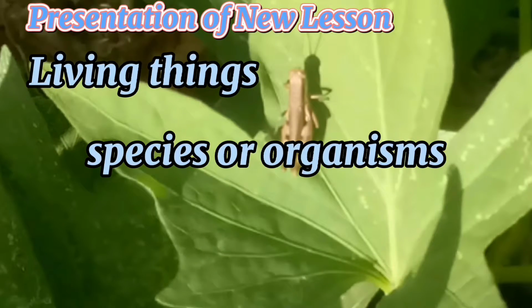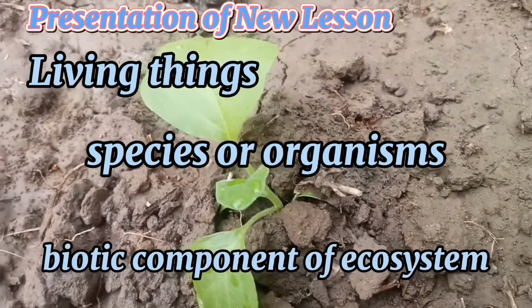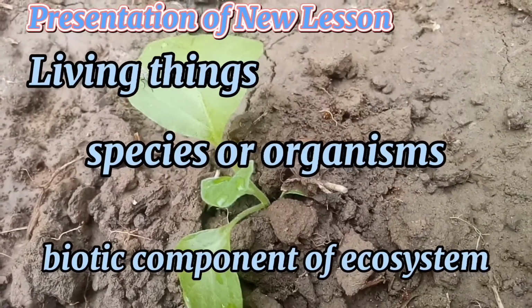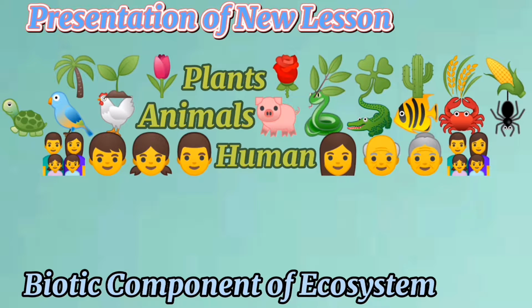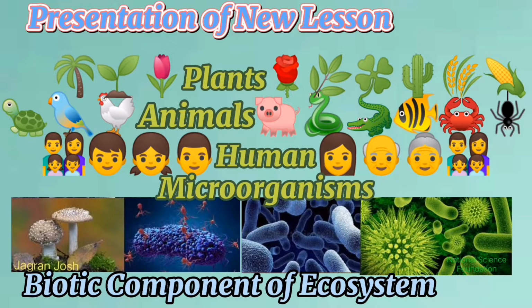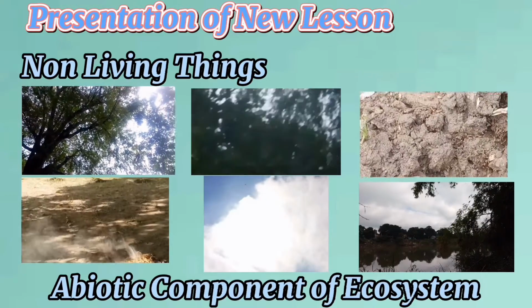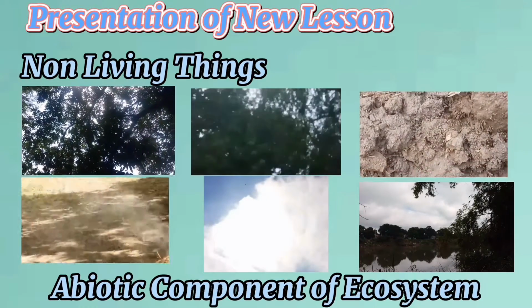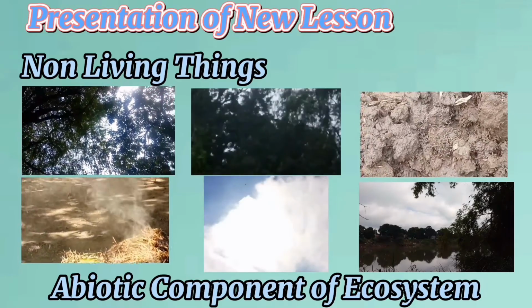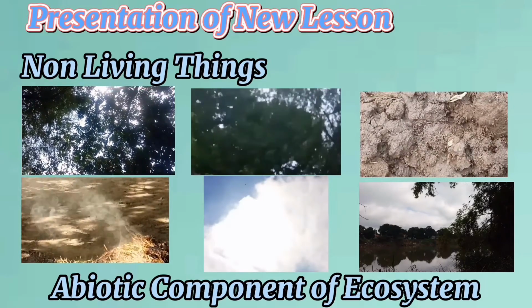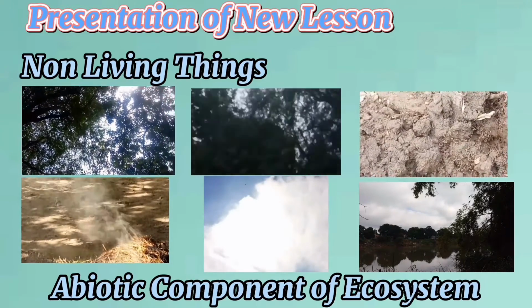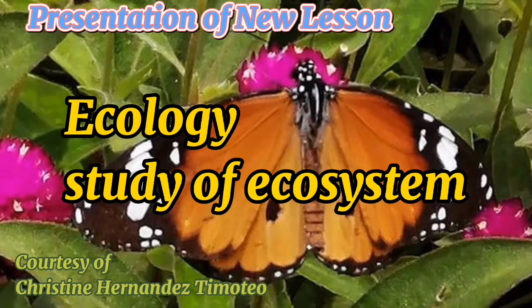Living things are called species or organisms. They are also called biotic components. This includes plants, animals, humans, and microorganisms. While non-living things are called abiotic components, like sunlight, climate, soil, water, air, space, nutrients, temperature, and energy. The interactions or relationships are studied in a branch of science called ecology.